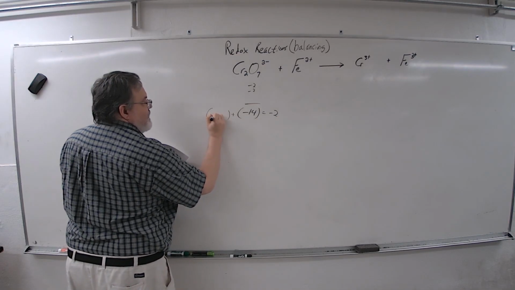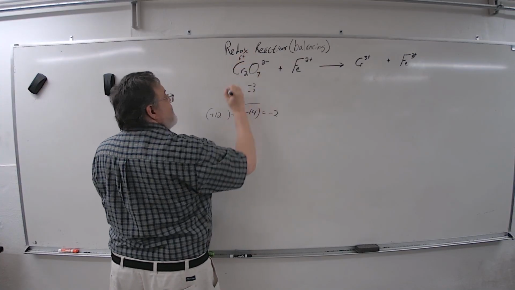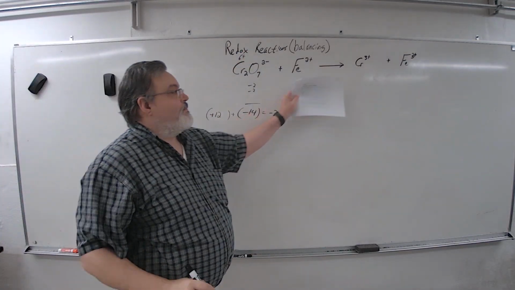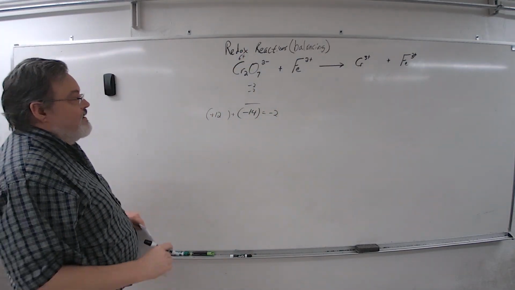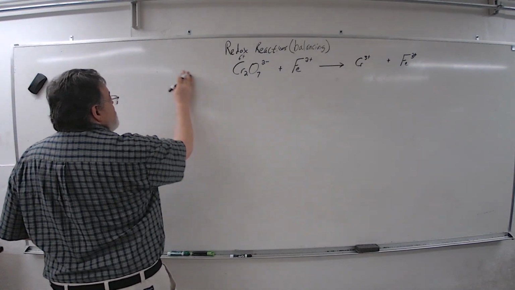What do I need here? I need a plus 12. I split the 12 here, so this was 6 plus there, and it's become 3 plus here, so it's gained 3 electrons. Right. So what you've got to do from here is to balance it.